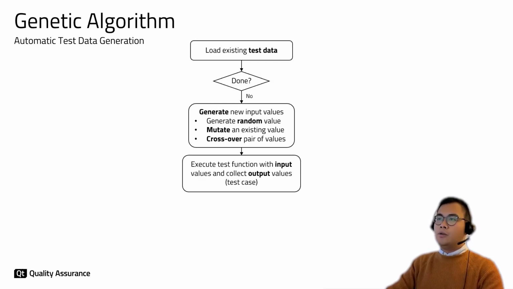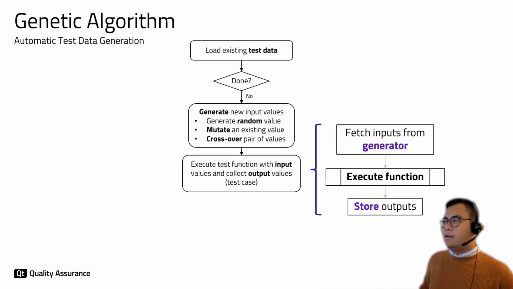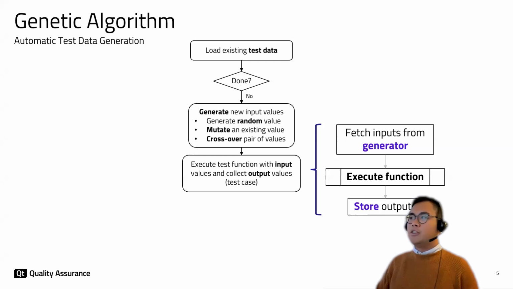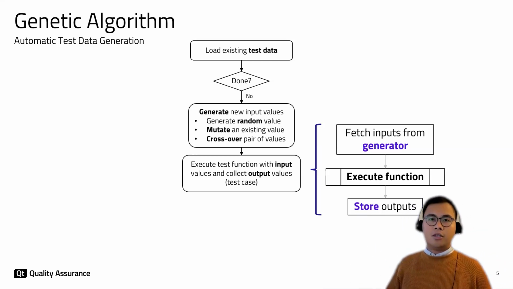Then we use our data-driven test to execute the test function using the input values and collect the output values. So this forms our test case. But instead of getting the inputs from a table, we get them from a generator. And instead of performing the verification or the comparison between actual and expected, we store the outputs back into the table as the expected value.